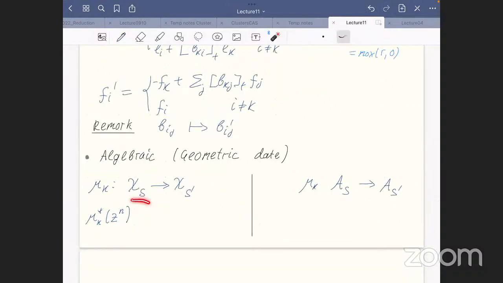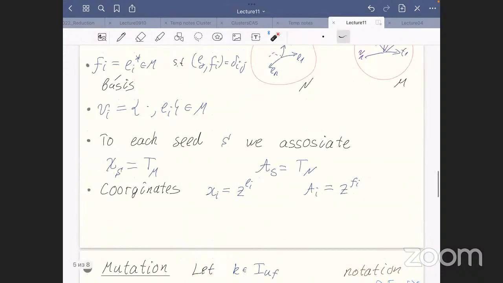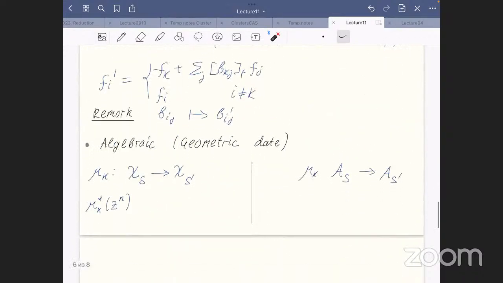So X_S, let me recall, is a torus which corresponds to M. So functions on it correspond to elements of the lattice N. So the pullback of z^n will be z^n times (1 plus z to the power e_k) to the power n_k.